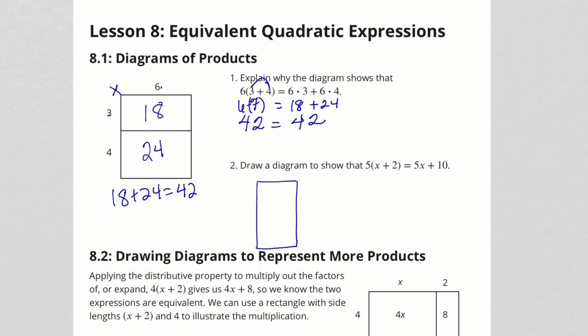It would be 5. What would be on the left side? x and 2. What's 5 times x? 5x. What's 5 times 2? 10.